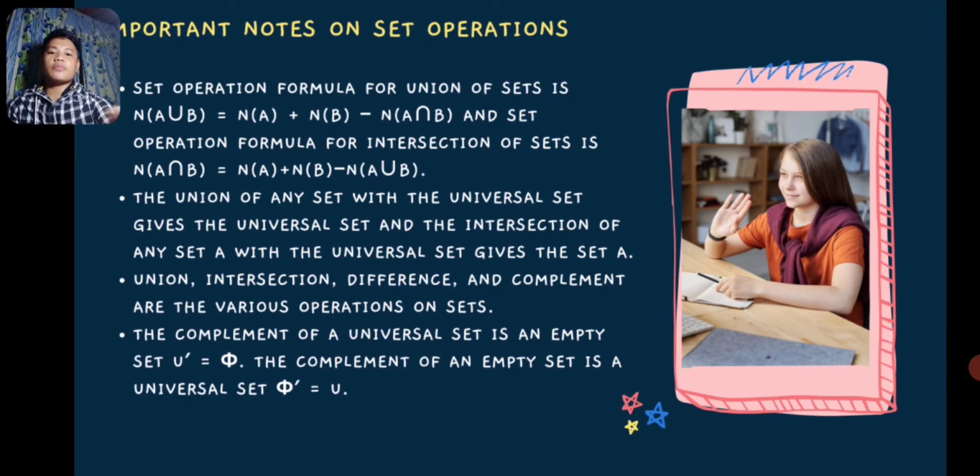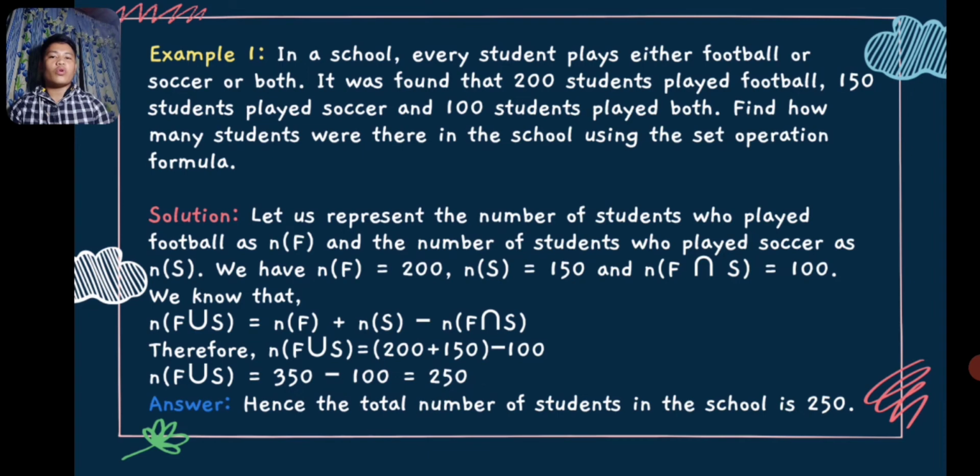Now let's proceed to our examples. Example number 1: in a school, every student plays either football or soccer or both. It was found that 200 students played football, 150 students played soccer, and 100 students played both. Find how many students were there in the school using the set operation formula. As I said a while ago, it is important to remember the formula for union and intersection, because it is really helpful, especially in this kind of problem solving.